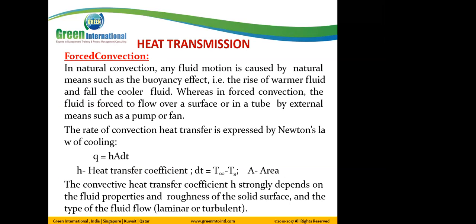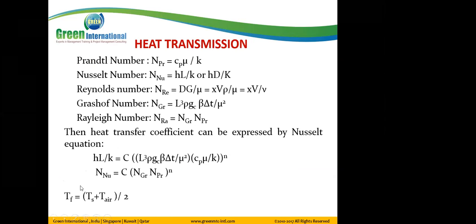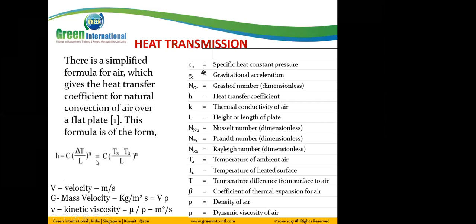Next is forced convection. If it is natural convection, we saw the Nusselt number equals C into Grashof number times Prandtl number to the power of n, which is nothing but hL by k. From there you can calculate h. This is for natural convection.